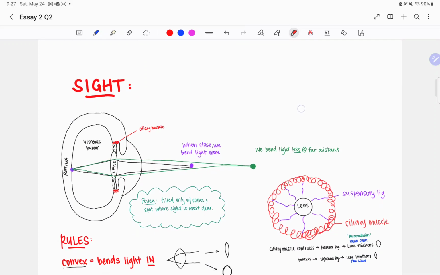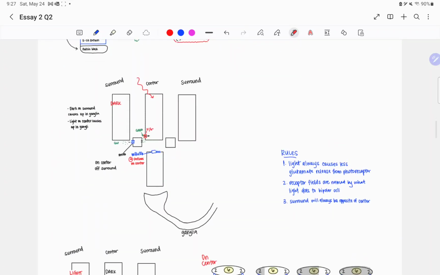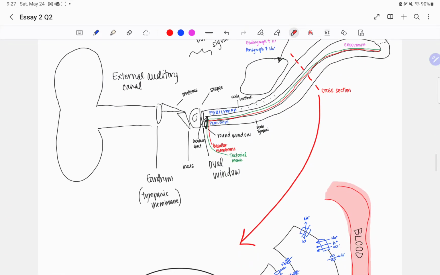Now, the next thing on my list that I need to talk about, we're going to kind of skip sight here for just a second, go on to hearing. We're going to talk about how energy is carried by sound waves and how that turns into mechanical vibrations, fluid waves, chemical signals, and finally action potentials to the things we hear.